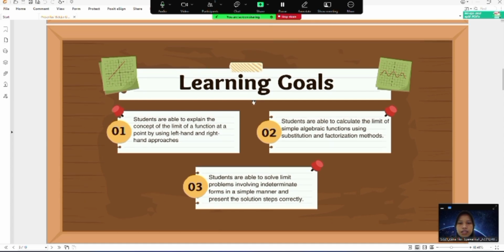Okay, for the first step, I will explain to you about our learning goals. That is, first, students are able to explain the concept of the limit of a function at a point by using left hand and right hand approaches. Next, students are able to calculate the limit of simple algebraic functions using substitution and factorization methods. And the last one is students are able to solve limit problems involving indeterminate forms in a simple manner and present the solution steps correctly.